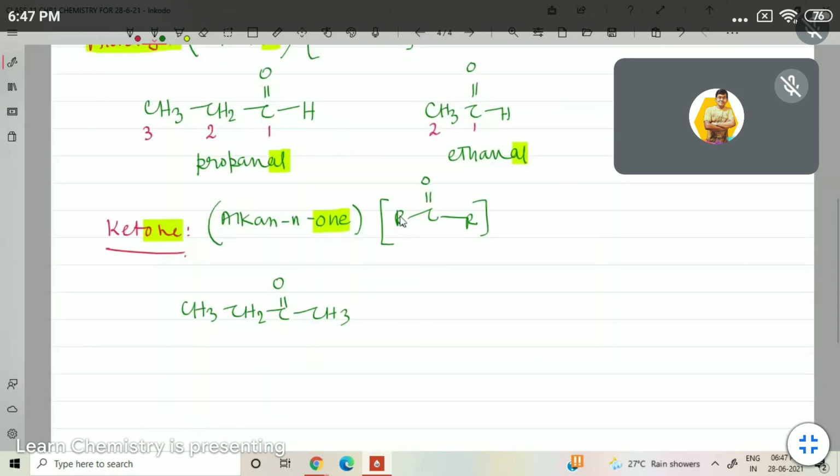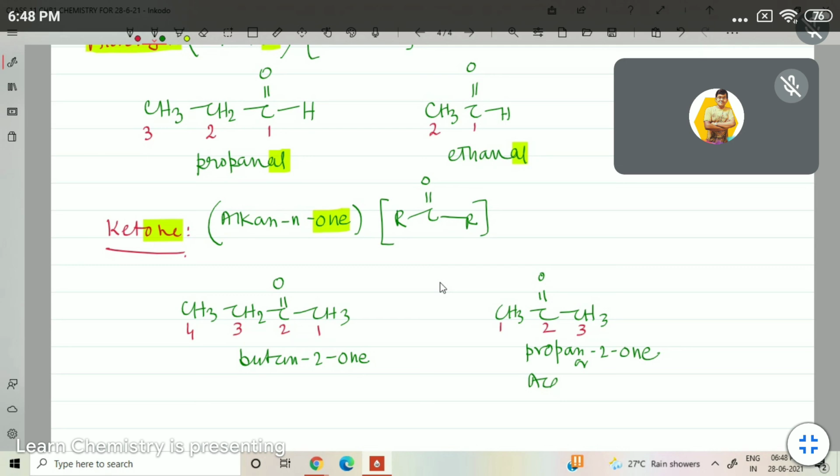ROH. Okay, so what about the name of this ketone? Again, you have to give the numbering: 1, 2, 3, 4. So 4 carbons are there. Yes, nice try. Butan-2-one. Very easy, right? CH3, CO, CH3. What is the name? Propan-2-one. This is also known as acetone.